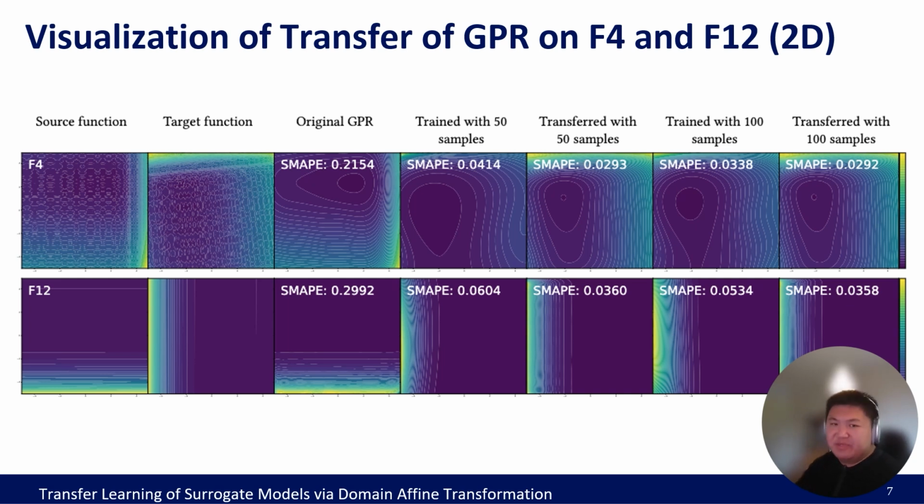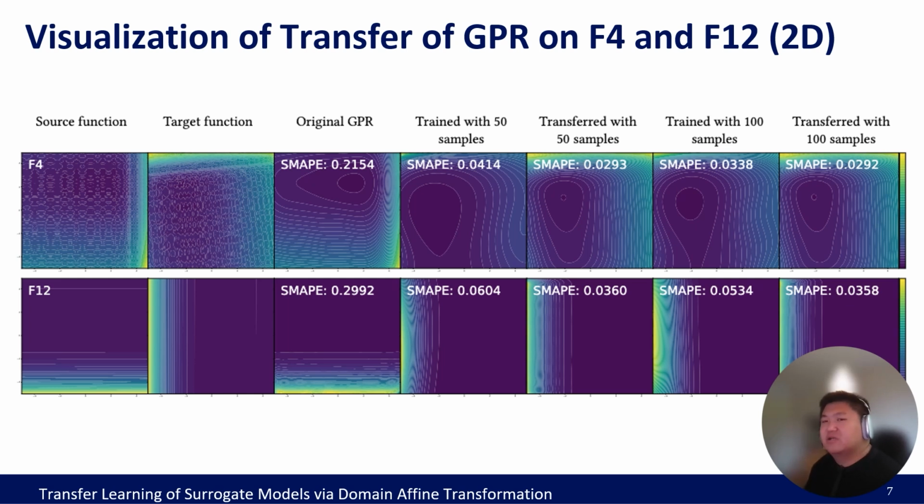And the SMAPE value geometry here denotes the original GPR evaluated on the target function directly. The trained with 50 samples denotes a surrogate model trained from scratch with only 50 samples to evaluate on the target function. And the transfer with 50 samples denotes the surrogate model resulting from transferring the original function using the same samples by means of an affine transformation found by the proposed transfer method.